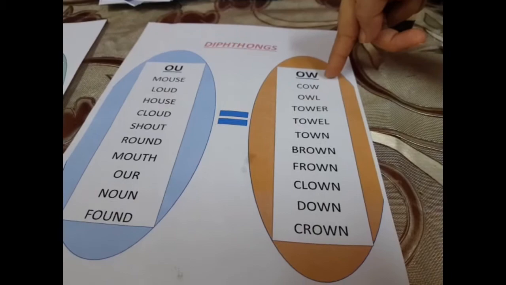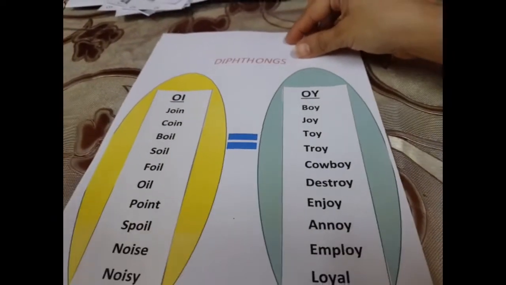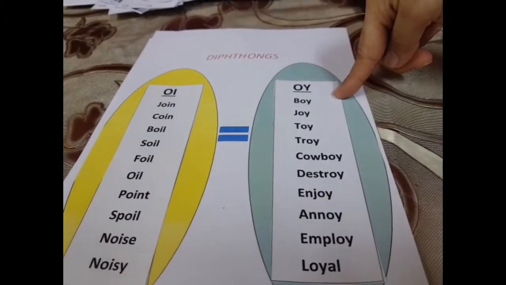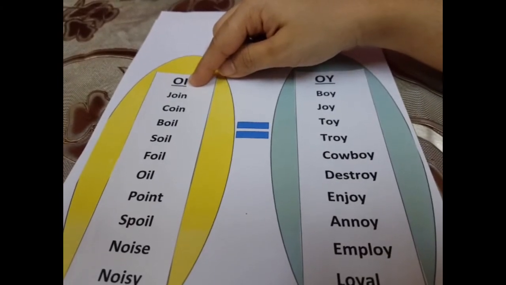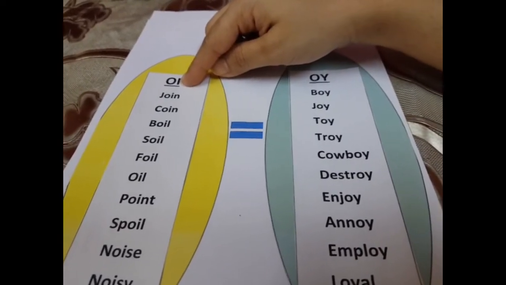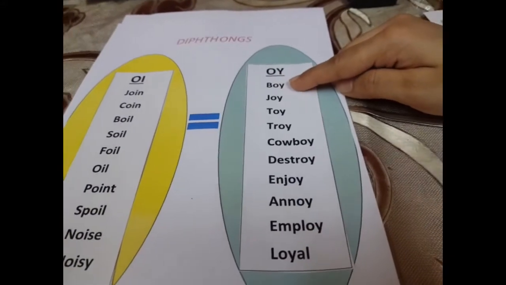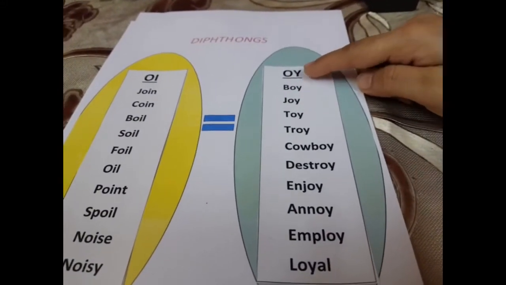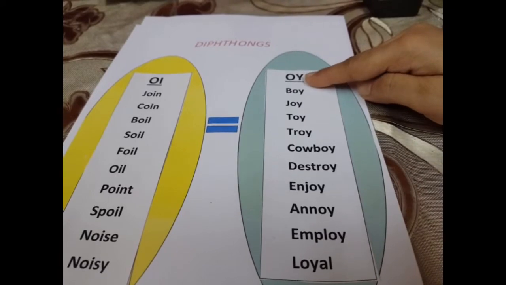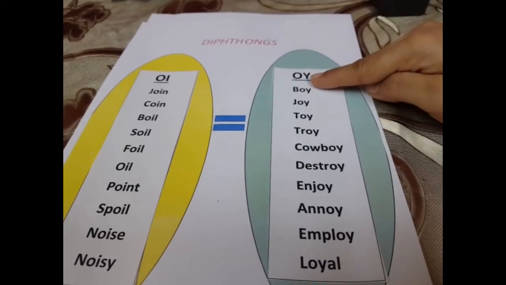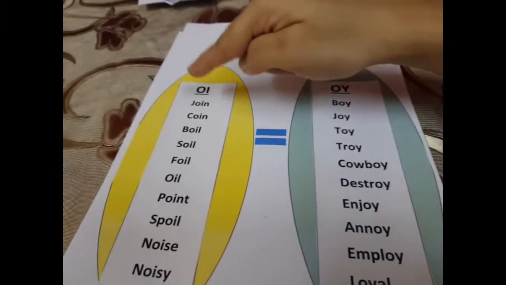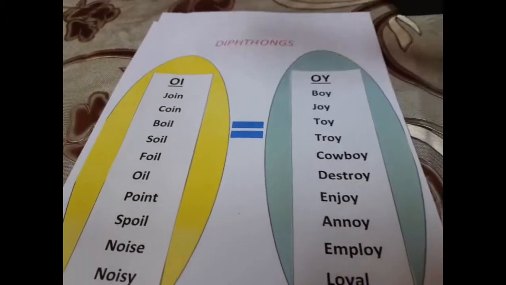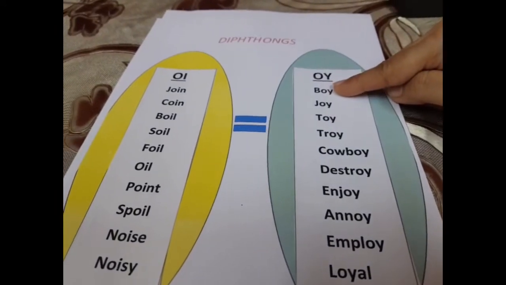It's ow. Now the next pair of diphthongs that make the same sound is OI and OY. Here OI makes the sound oi. And here OY also makes the sound oi. As I said before, Y at the end of a word makes the sound I. So here it also makes the sound oi.